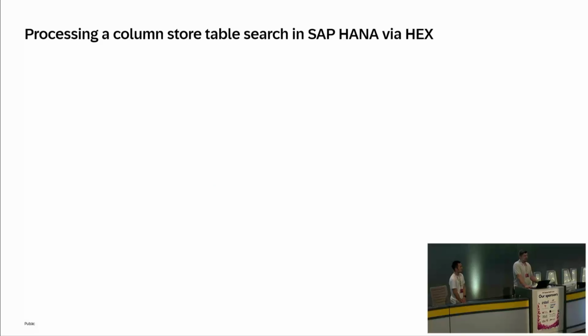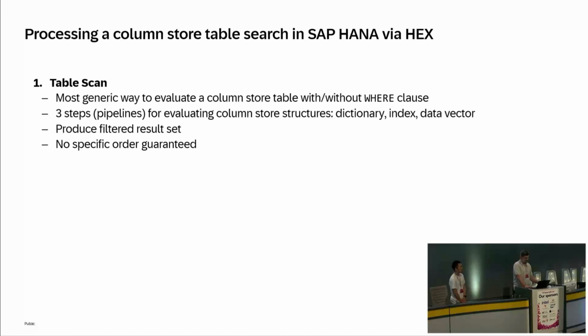Okay, now how do we process a table search in HANA via HEX? We have three relational operators. The first one being the table scan, which is the most generic way for us to evaluate a column store table with or without a where clause. We also evaluate the visibility filter here.